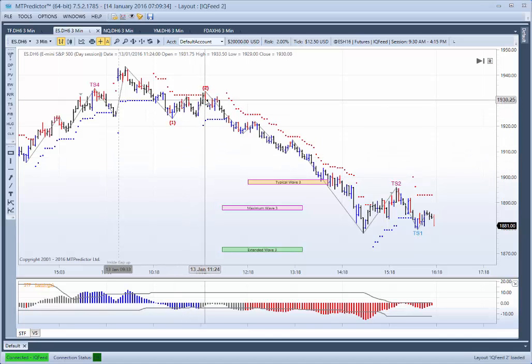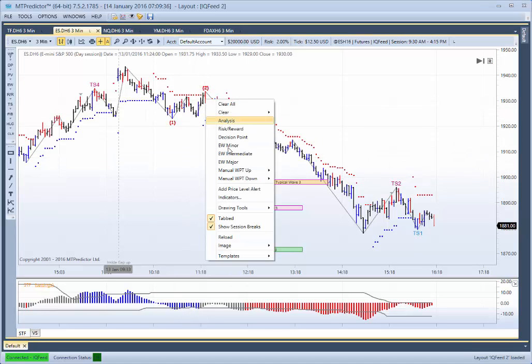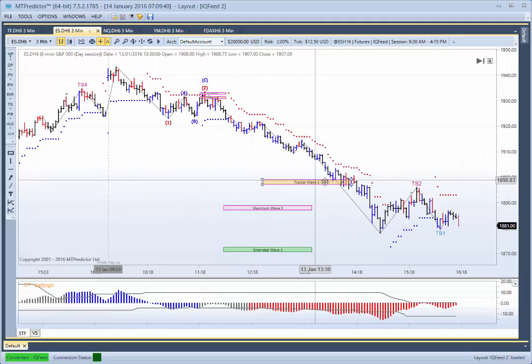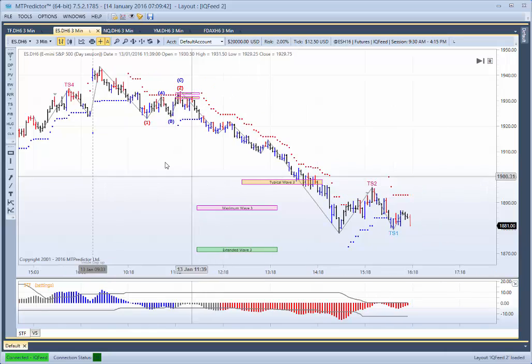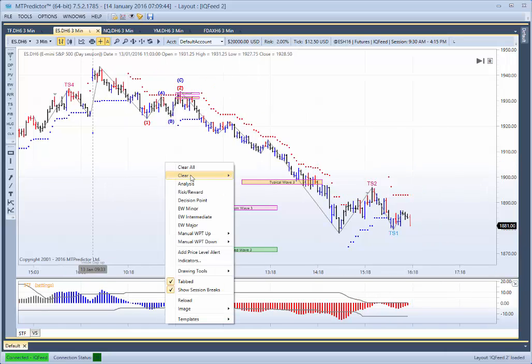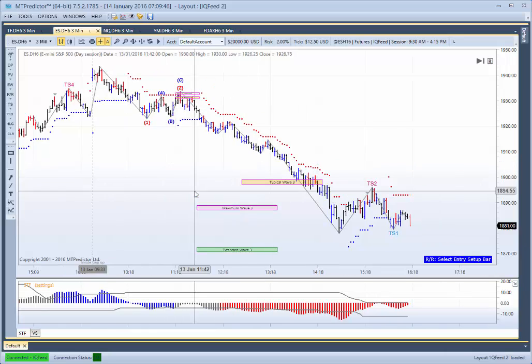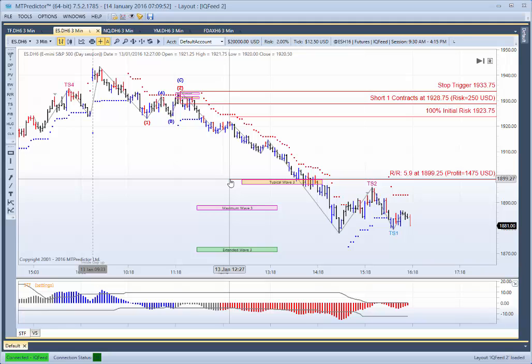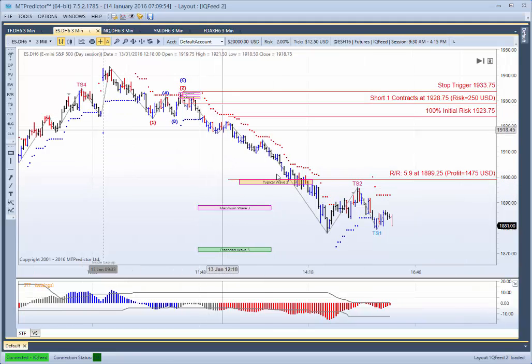Remember, this was our ABC correction here. So there's our ABC correction in wave 2. That was our typical wave 3 WPT target. We now use the right mouse click to place our risk reward on manually around this red sell bar here with our target down here, the typical wave 3 WPT, and there's the trade setup for a potential 6R profit.